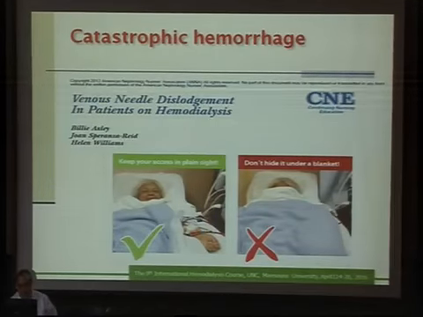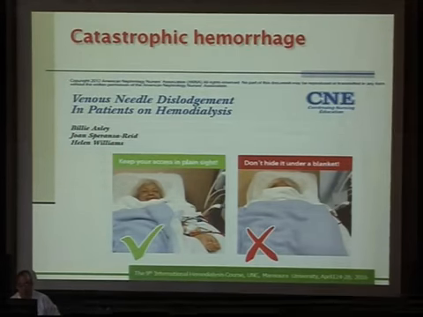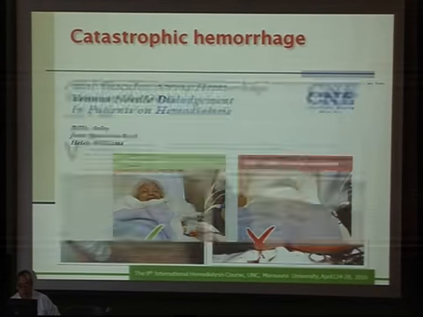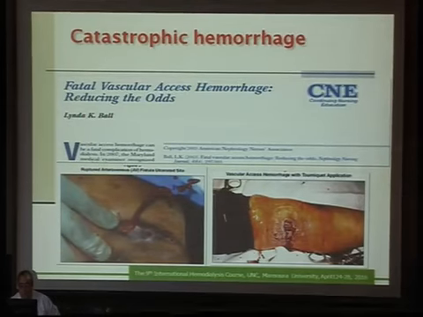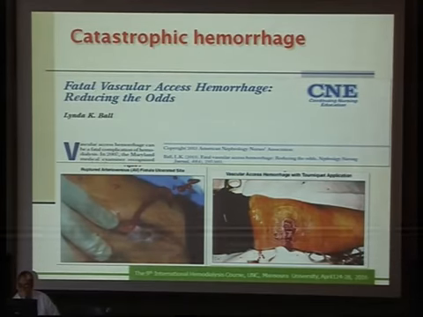So this picture is very, very important. We should not allow the patient to cover the needles. Another important cause of catastrophic hemorrhage is the vascular access itself, and commonly this occurs with rupture of the AV fistula secondary to infection. In this situation, the hemorrhage is controlled with an emergency tourniquet until the patient is transferred for further management.